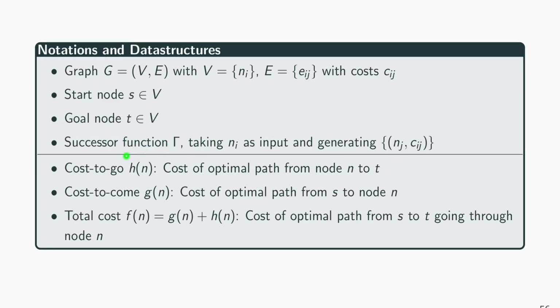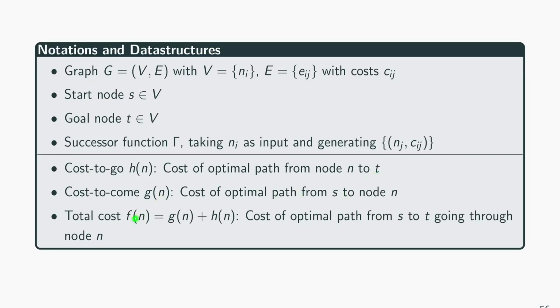Okay, and then we have some other important terms. Maybe I start with the cost to come. The cost to come is the cost of the optimal path, so the lowest cost path, starting from our start node S to that node n. It's a function that takes a vertex as input and returns typically a real or integer value that's positive. Then the cost to go, which we often call h of n, is the heuristic function. That is the cost of the optimal path starting from n going to our goal location t.